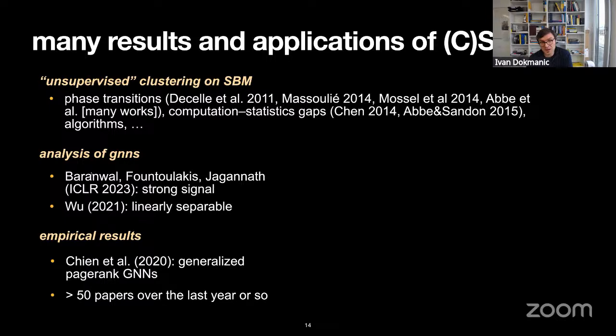This has been used to analyze GNNs, in particular in cases that I'll call strong signal or linearly separable cases. We'll look at a harder scenario, which is a weak signal case where features and everything else are not linearly separable. And cSBM is indeed starting to be used quite a bit to obtain empirical results, as a benchmark, as a litmus test of the quality of an algorithm relative to a really strong baseline.